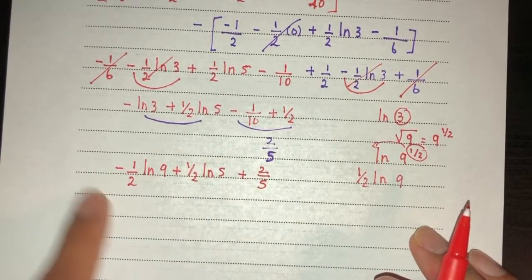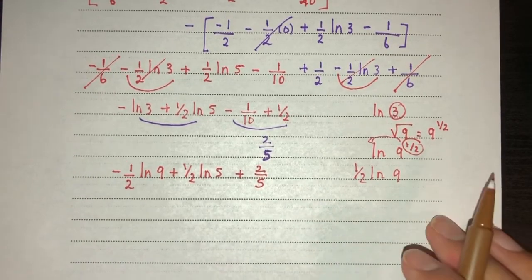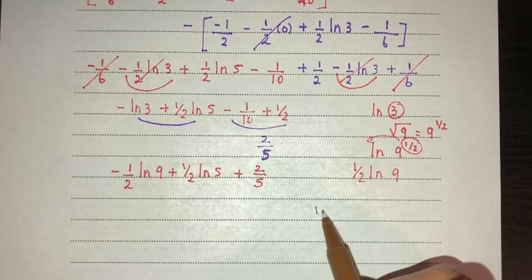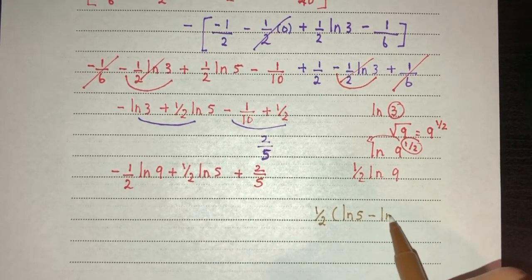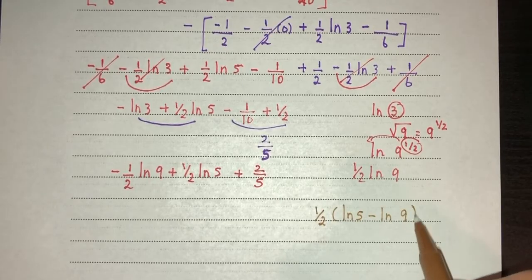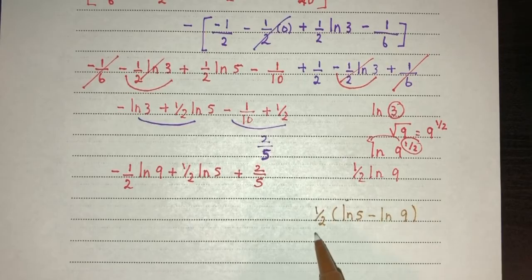Now to simplify this, let's try this trick. Let's first factorize the value of half outside. You will have ln of 5 minus ln of 9. Now using the laws of logarithm, when you have minus, when you have the same logarithm, you can combine them into one thing, which is ln of 5 divided by 9.